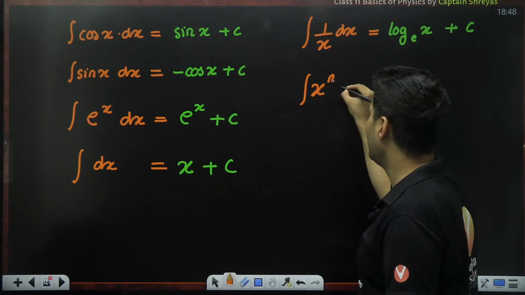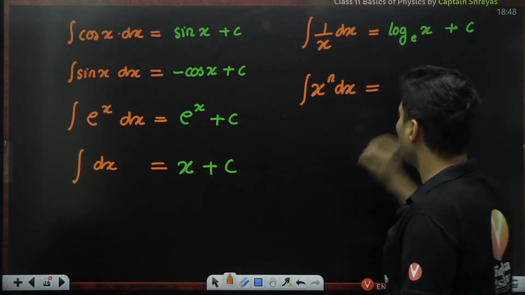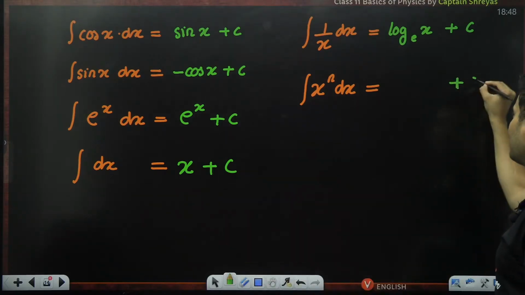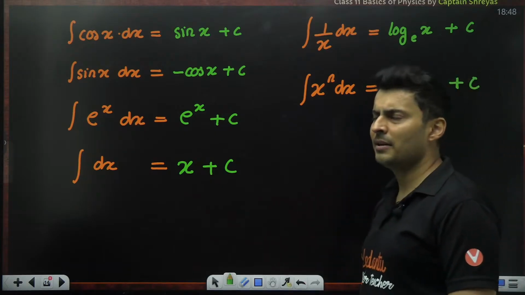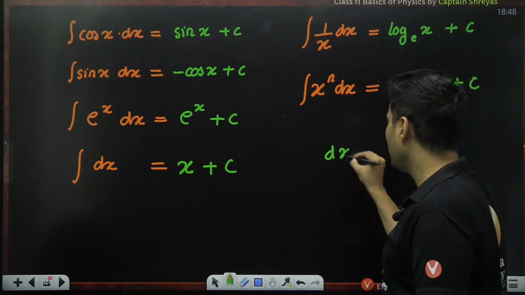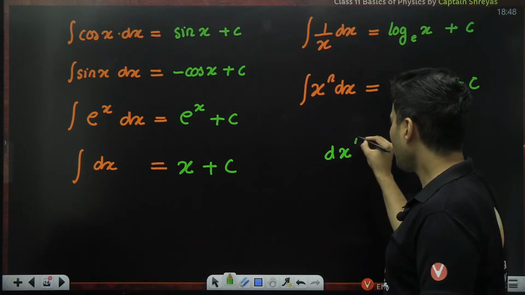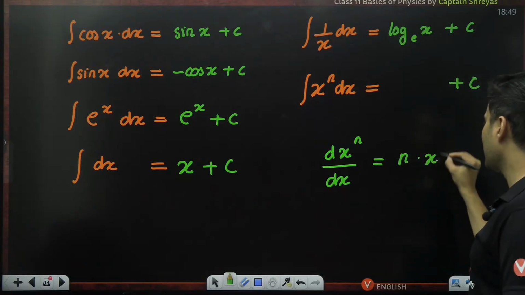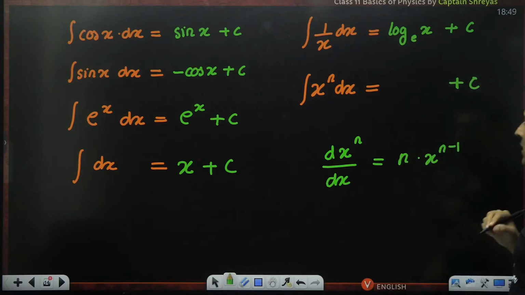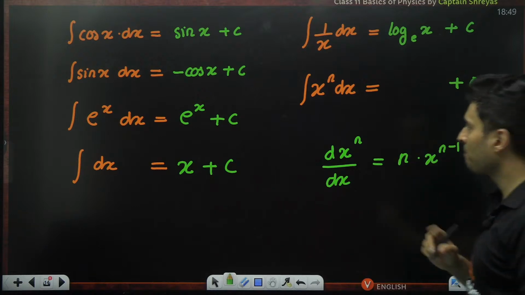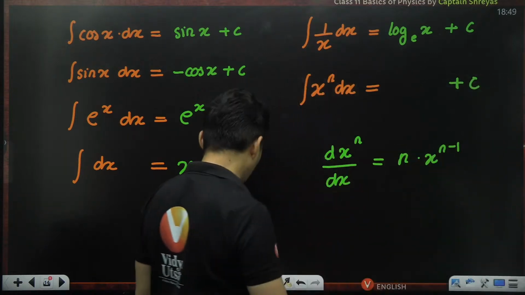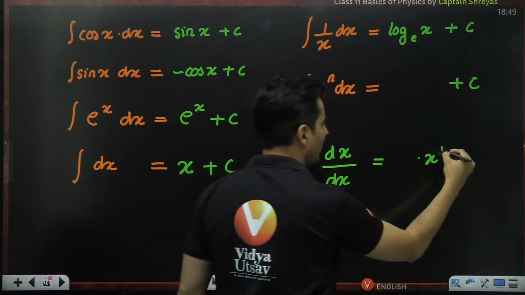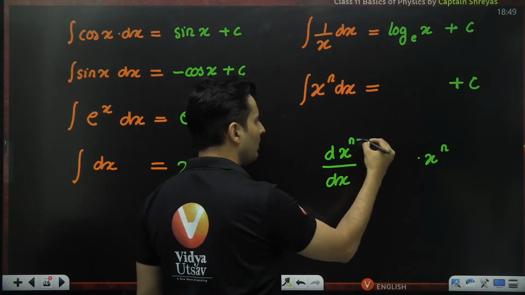x raised to n dx. Try to think whose derivative this is. Obviously, some constant will be there, which is plus c. But x raised to n, sir. See, if I take the derivative of x raised to n with respect to x, then the answer will be n x raised to n minus 1. No, sir, I want only x raised to n. If I want the answer over here to be x raised to n, then this should probably be n plus 1.